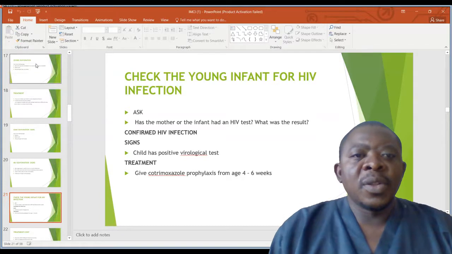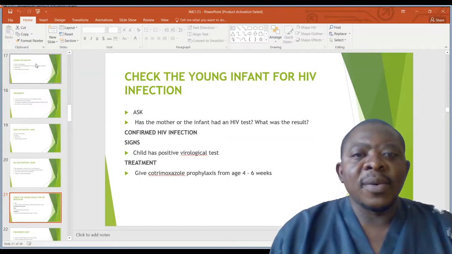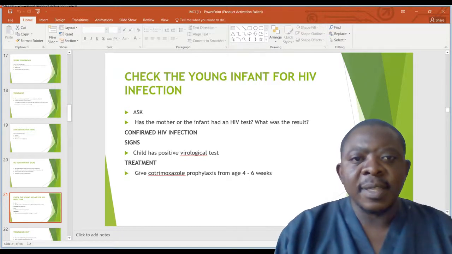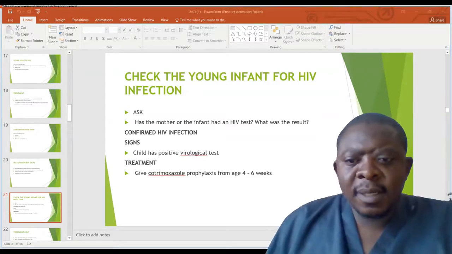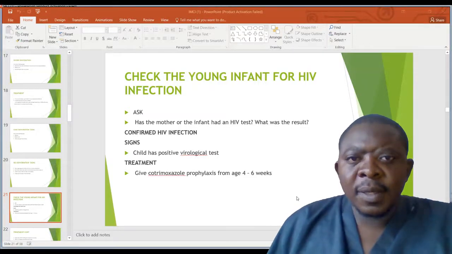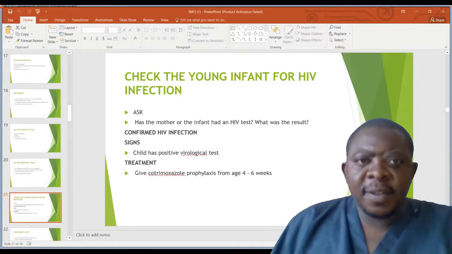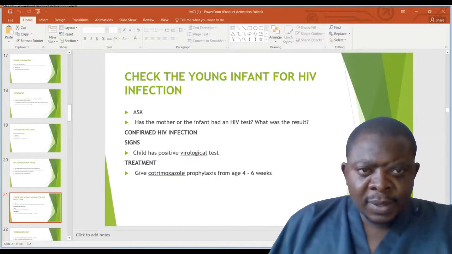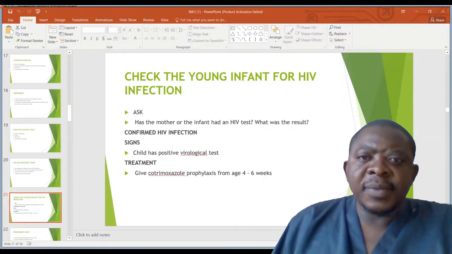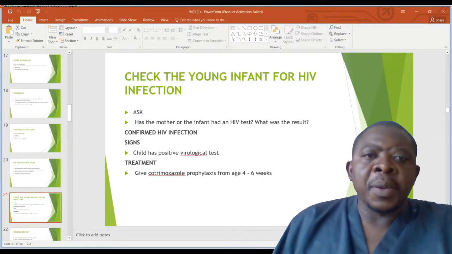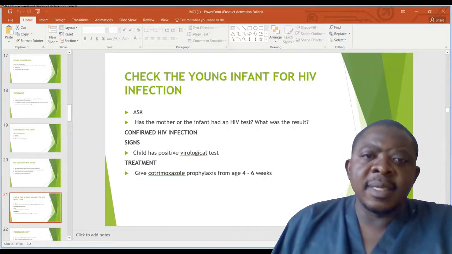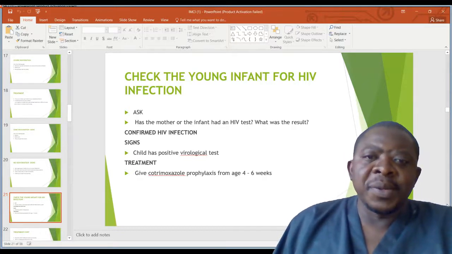Okay, so now we move on to check the young infant for HIV infection. We continue our lesson, checking the young infant for HIV infection. To check for this, you can ask, has the mother or the infant had an HIV test? What was the result? For confirmed HIV infection, the sign is that the child has a positive virological test.